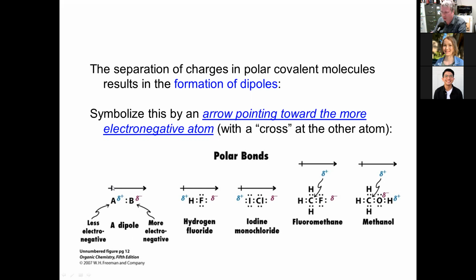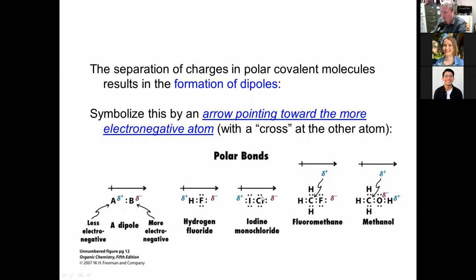We should have this sort of line with an arrow and a cross at the end of it. And this is just a way to indicate the dipole, right? HF, great example. H is delta positive, F is delta negative. The dipole kind of goes towards the fluorine, right?